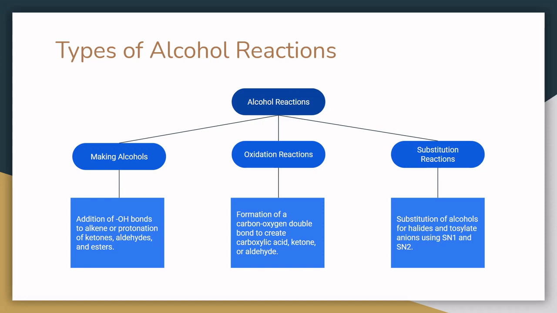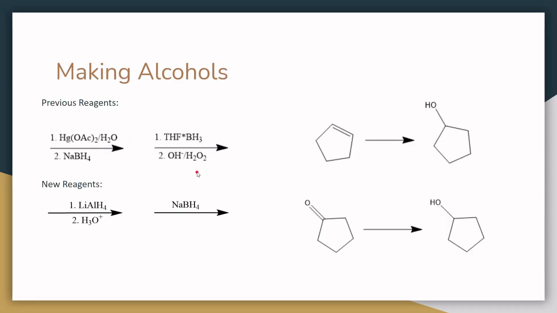And finally, substitution reactions will substitute alcohols for another group, and usually these are halide anions, but in this section we will learn about a new type of anion called tosylate anions, which will help us create even more substitution reactions. For our first type of alcohol reaction, we have reactions that make alcohols.